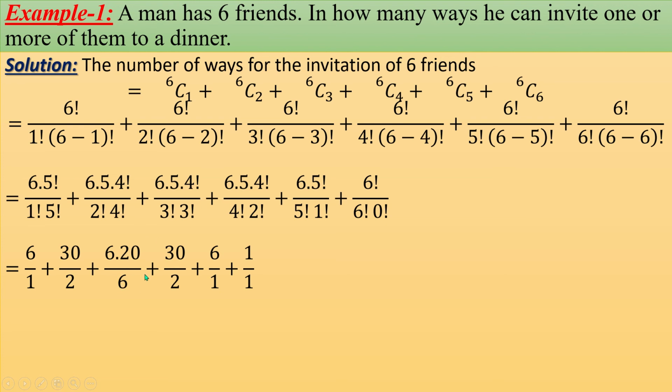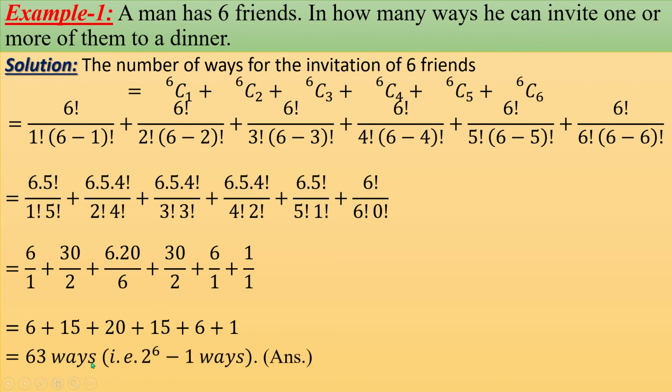Okay, you have to give the correction. And like this, here 30 by 20, here 6 by 1, here 1 by 1. This equals 6 plus 15 plus 20 plus 15 plus 6 plus 1. This equals 63 ways. That is 2 to the power 6 minus 1 ways. 2 to the power 6 means 64, minus 1 means 63 ways. This is the required answer.